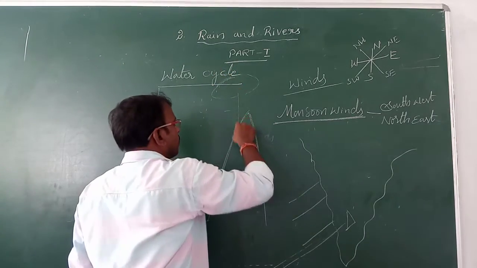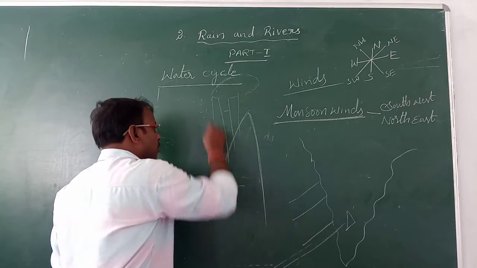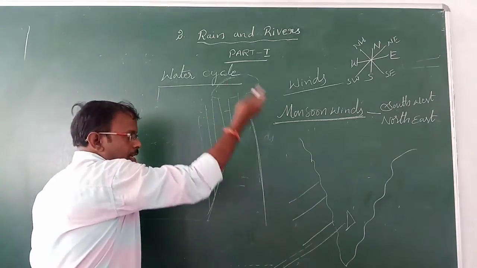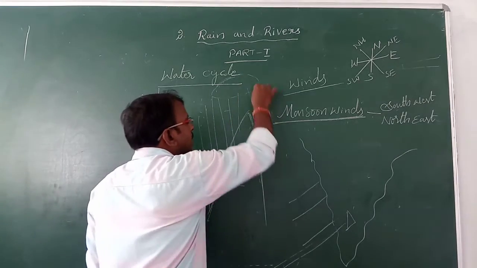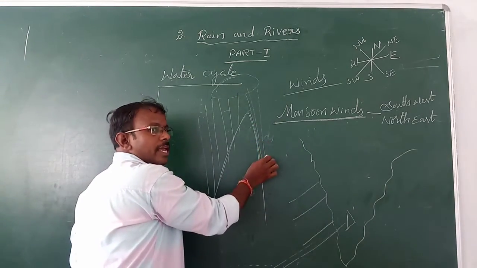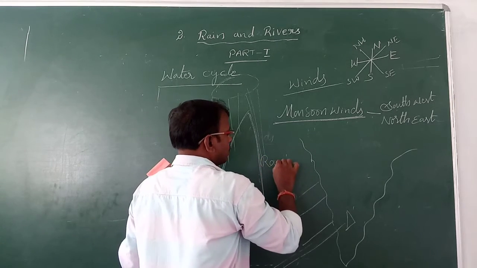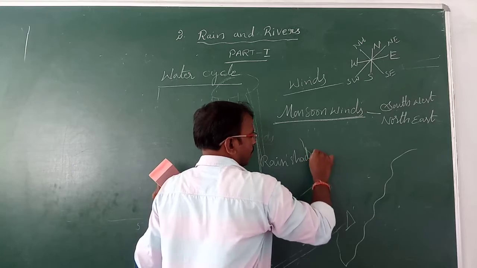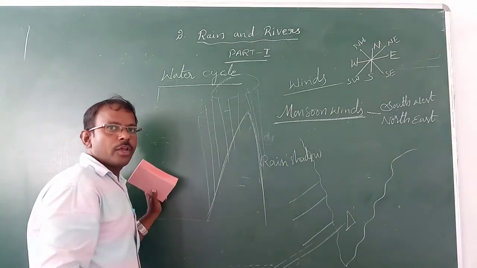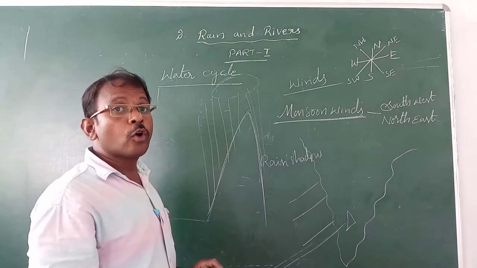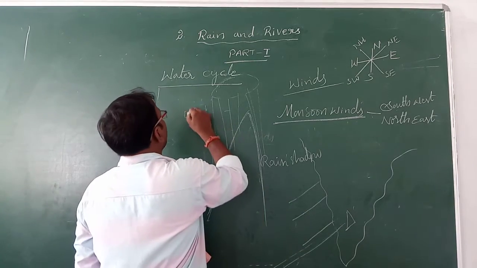They fall as rainfall. Maximum rainfall will be on the front side, and in the next area only a little rain will be there. This is called a rain shadow area. This type of rainfall is called orographic rainfall.